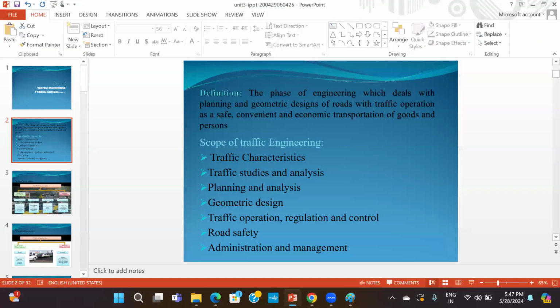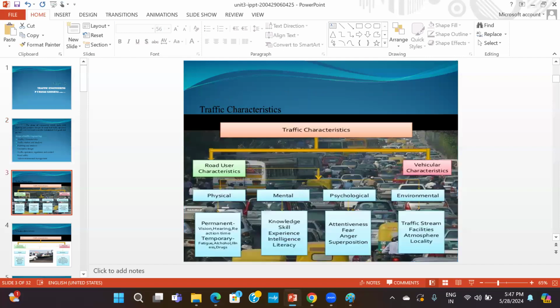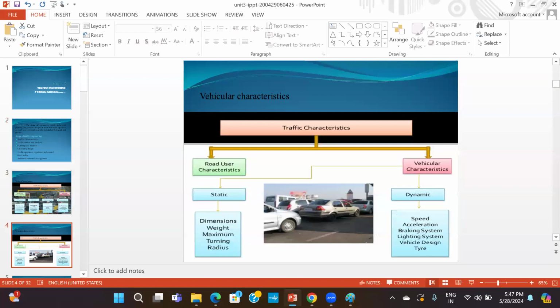So here, if you see the first one, that is traffic characteristics. The traffic characteristics are broadly classified into two types, that is road user characteristics and vehicular characteristics. So we already know that traffic is created mainly by the road users and due to the vehicular characteristics. Road user characteristics are again divided into physical, mental, psychological, and environmental. Whereas vehicle characteristics are static and dynamic.